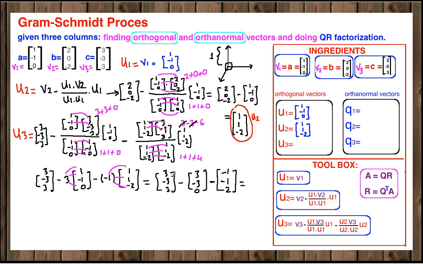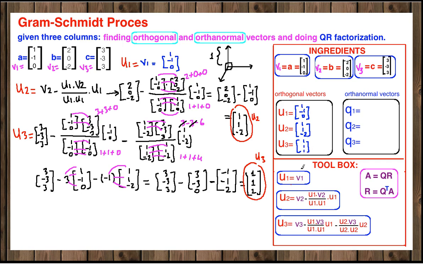Now we're going to add component by component. So 3 minus 3 is 0, minus 1 is positive 1. Negative 3 minus 3 is negative 3 plus 3, which is 0, minus 1 is positive 1. And 3 minus 0 is 3, minus 2 is 1. So our third orthogonal vector is 1, 1, 1. This is our U3. So let's place it at 1, 1, 1.